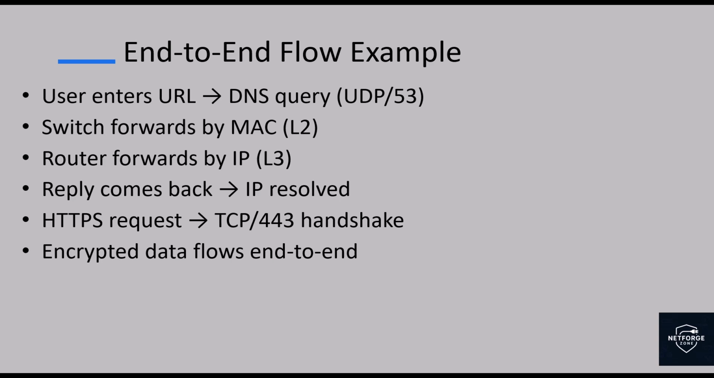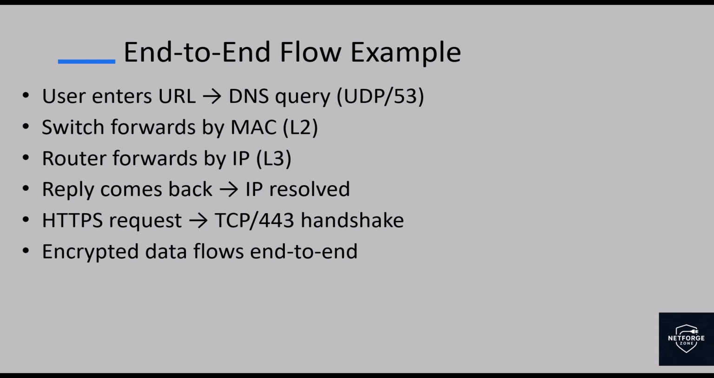That frame hits the switch, which forwards it based on MAC. The router strips the frame, checks the IP packet, and forwards it towards the DNS server. The server replies, and now my machine knows the IP of the website. Step 2. The browser starts an HTTP session. That means setting up a TCP connection on port 443. SYN, SYN-ACK, and ACK, the famous three-way handshake messages, are exchanged. Once that's done, encrypted traffic flows back and forth between my laptop and the server.